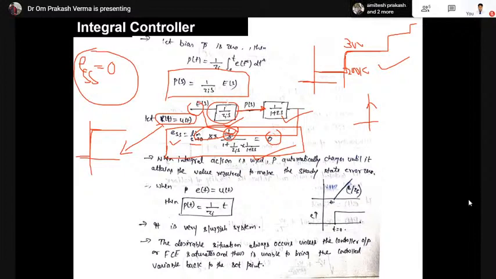So the integral controller improves the steady state value, but the problem is, since this is the integral from 0 to t, until the error is minimized or becomes zero, it will keep running, okay.